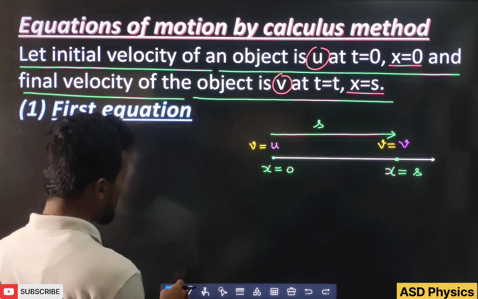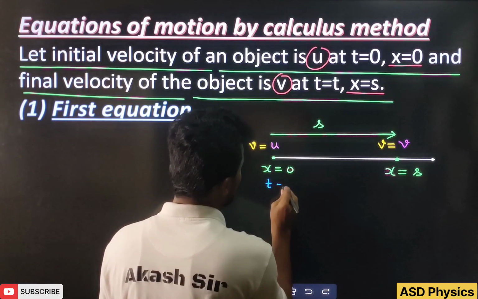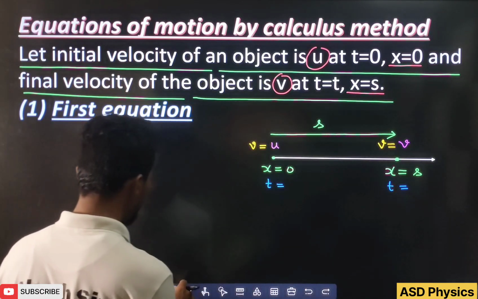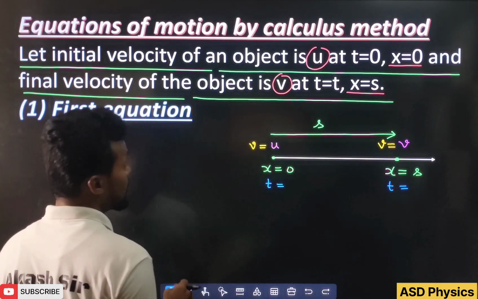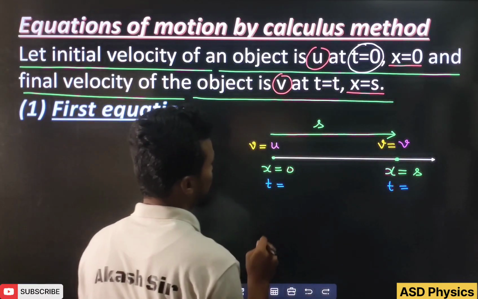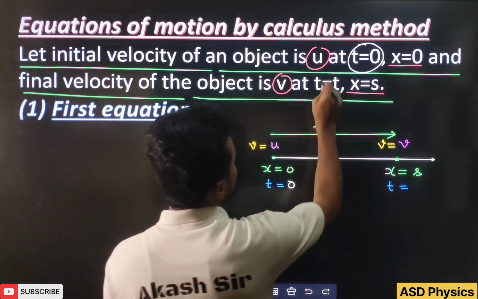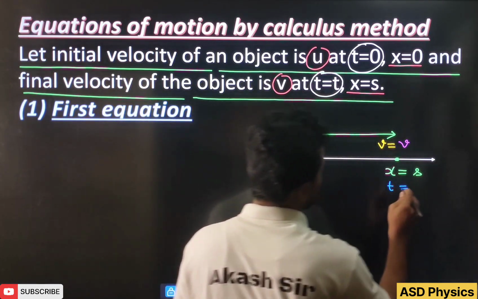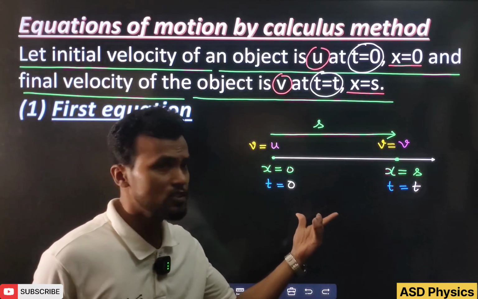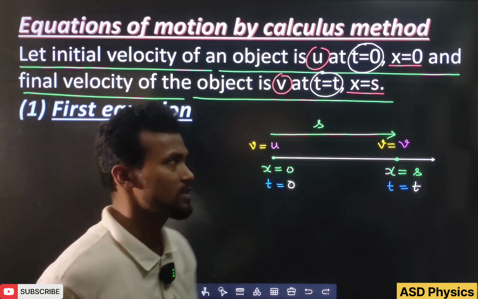Similarly, if we talk about the time, for time I will use t here, and t here also. This t will represent the time. So what is the initial time? We are starting with t equal to 0, so I will write t equal to 0. And after that, what is the time? t equal to t. So this is the situation. The object is moving in this direction. Just for simplicity we have drawn it here.